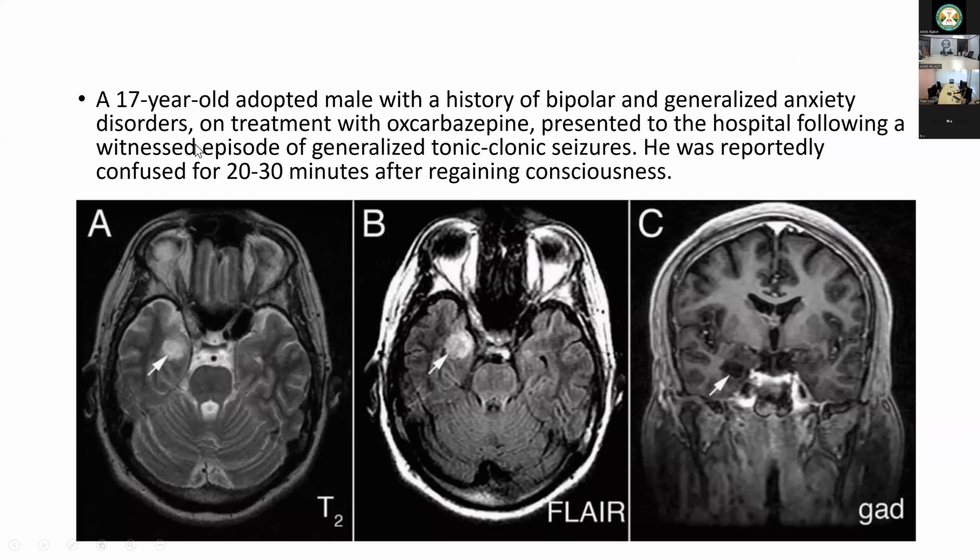Next case, a 17-year-old male having bipolar and generalized anxiety disorders. Again, we can see this temporal lesion, which is showing some FLAIR hyperintensity. That means it is not water, it is something else. However, it was not enhancing on contrast. So again, we are looking at a low-grade lesion.